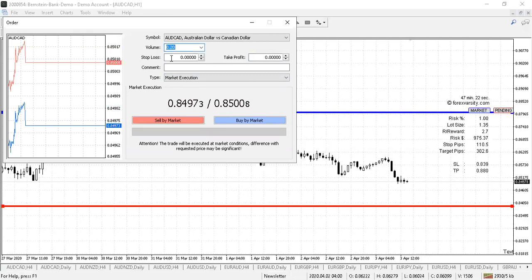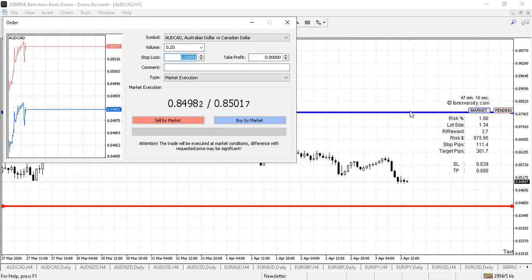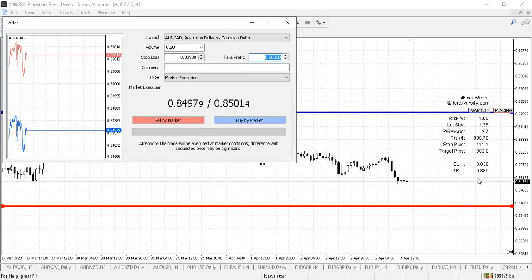Okay, so first of all, the stop loss. We just highlight all of those zeros, and then we go down to where it says SL on our Forex Varsity tool, and we just copy that number. So our stop loss is 0.839. Don't worry if there's a couple of extra zeros, just leave that and go on to the take profit. Highlight the take profit there, and you can do 0.880 as per our Forex Varsity tool just down here next to the TP.